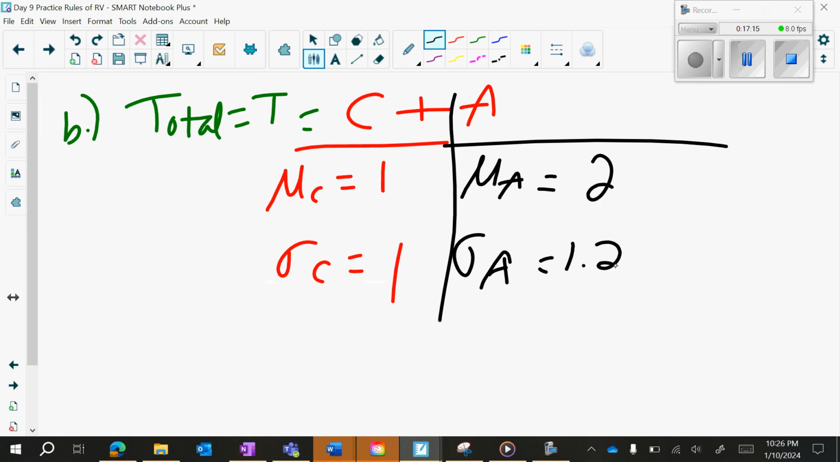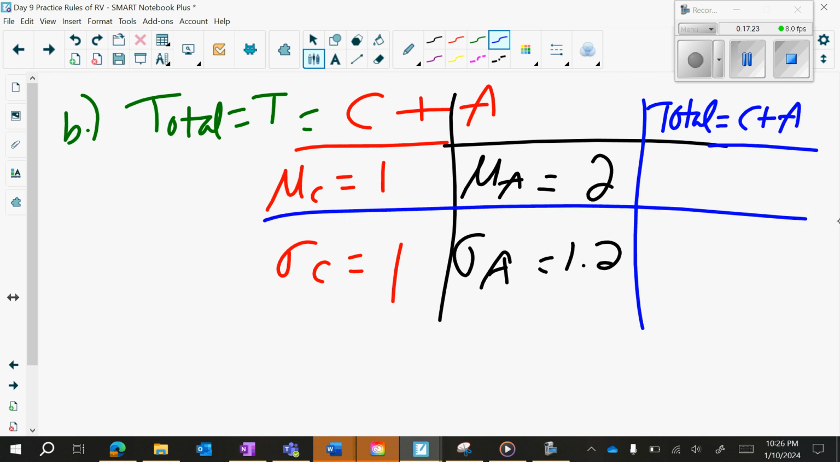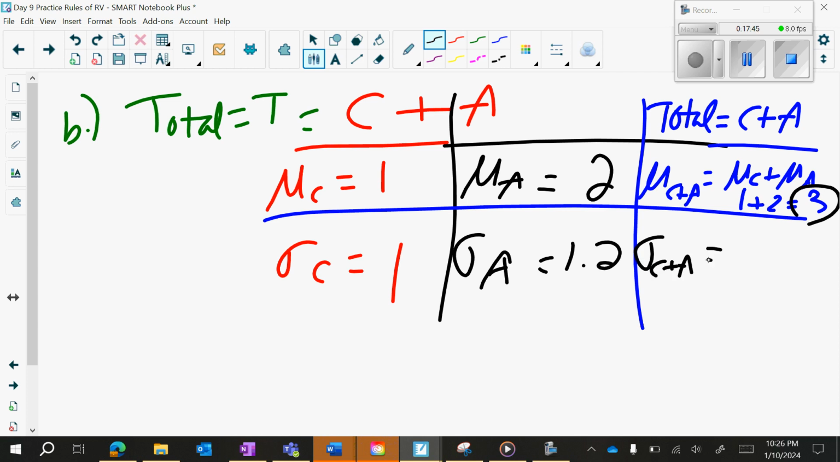Okay, so if we want to find the total of C plus A, can we add the means? And I'm hoping you're saying yes. So the mean of C plus A is equal to the mean of C plus the mean of A. 1 plus 2 equals 3. So this means that if we took many customers, we can expect that the average customer will buy 3 tickets total. Now, can we add the standard deviations? I'm hoping you're going to say no.